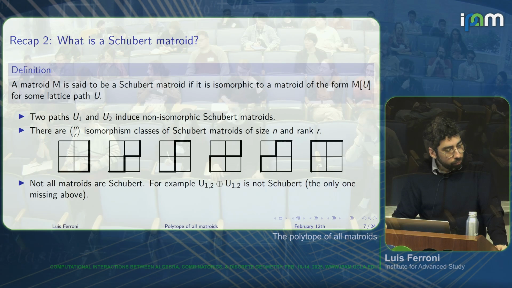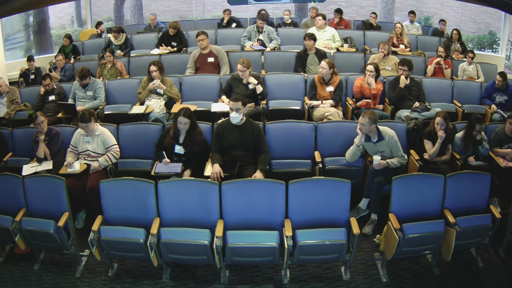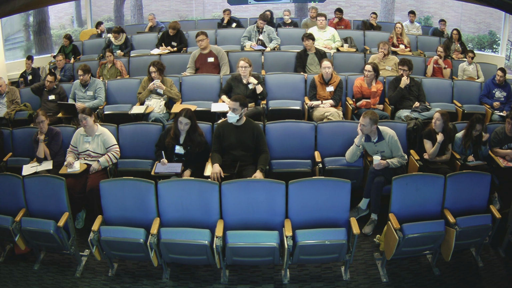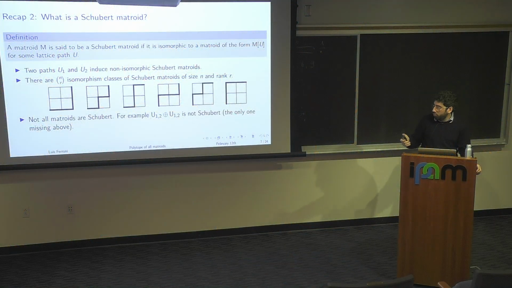Yeah. Dumb question here, but what would the bases be for this Schubert matroid in terms of the lattice path you've drawn out? For which matroid? Choose whatever Schubert matroid in this list that you like. For instance, I don't know, this one.